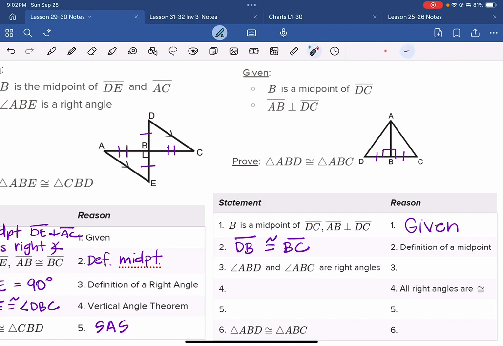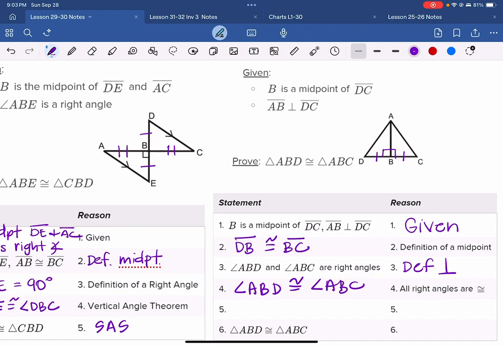Line 3 says angle ABD and angle ABC are right angles. Well, that's definition of perpendicular. And I'm just going to use that abbreviation symbol right there. Okay, this clue is very helpful. All right angles are congruent. That means that if this is a right angle and this is a right angle, well, those 2 angles, ABD, is congruent to ABC.